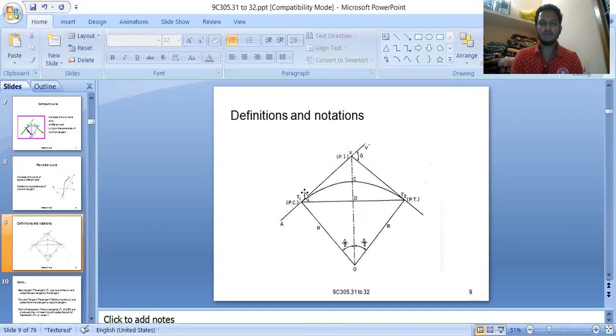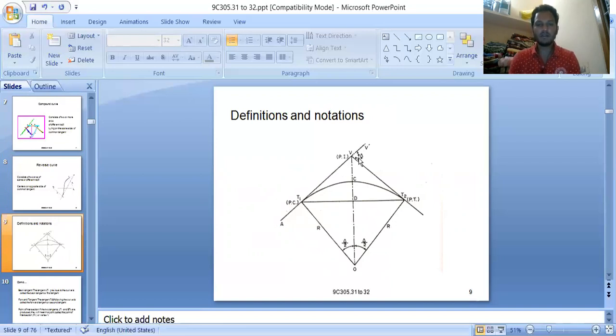T1 is the starting point of the curve, which is known as the point of commencement. So PC indicates point of commencement. Point of commencement means the point where the curve starts. Here we have T2. T2 is the point of tangency, where the curve ends, or the last point of the curve can be called the point of tangency, or the point at which the curve ends.